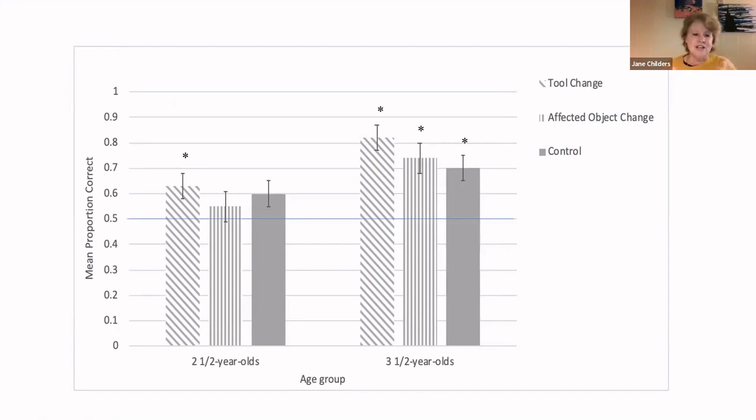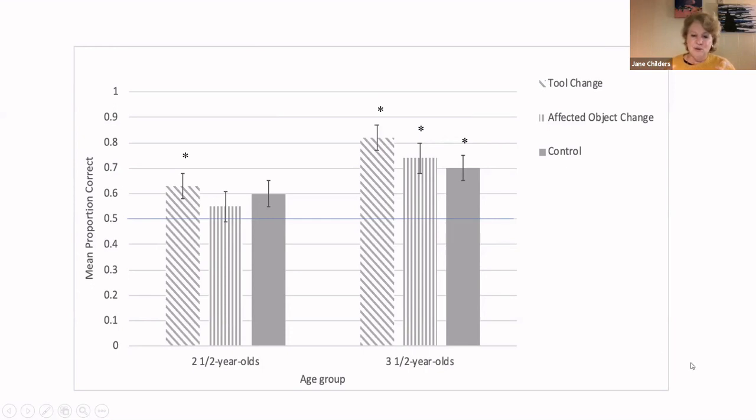in the tool change condition. So when that tool was changing and they were looking longer at it, then they were successful. They didn't do as well in the affected object condition. So it wasn't that all variability was helpful or hurtful. It was that the tool was helpful. 3.5-year-olds could extend them all.